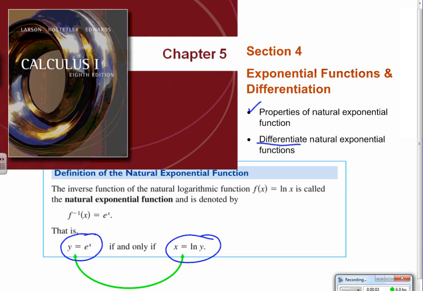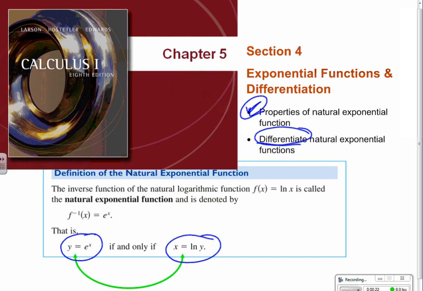Hello, Chapter 5, Section 4, working on exponential functions and the derivatives of the exponential functions. So first thing we're going to do is let's talk about properties of the natural exponential function, and then let's go into what the derivatives may look like.